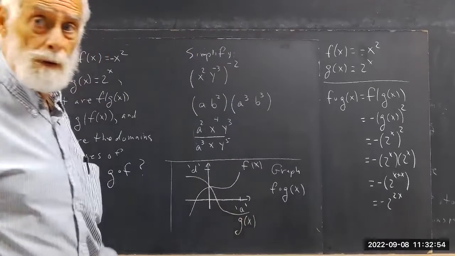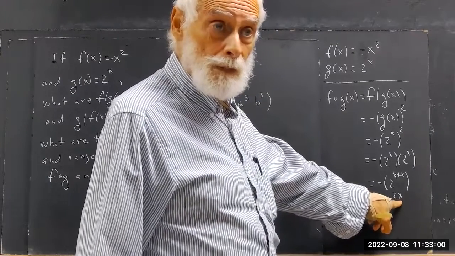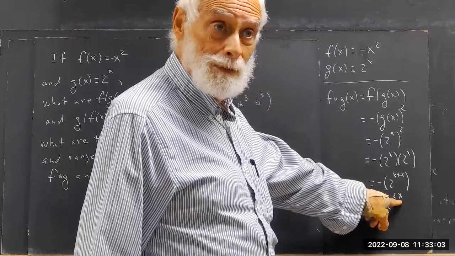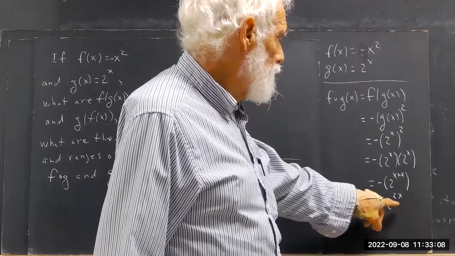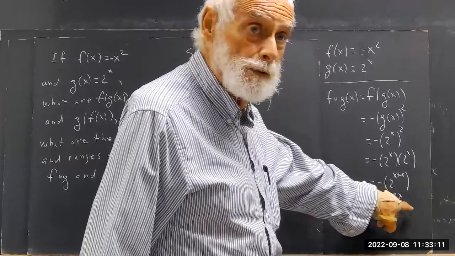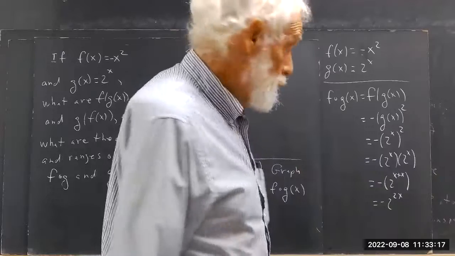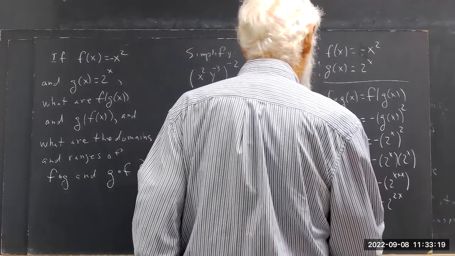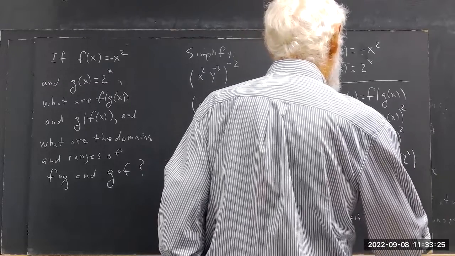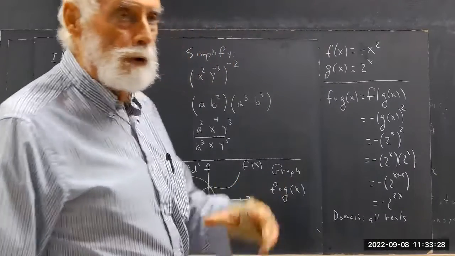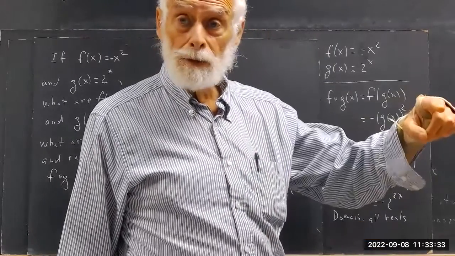What's its domain? Well, the domain is all possible values of x. There's no value of x that you can't raise to the 2x, or no value of x such that 2 to the 2x power isn't defined. So the domain is all real numbers. Let's see, have the domain. All real.